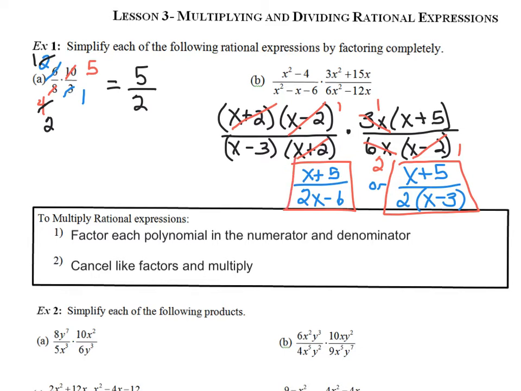So take a few minutes to write in the box in your notes. When I'm multiplying rational expressions, step number 1 is if I've got any polynomials in the numerator or denominator, I should factor those polynomials first. Then I look for like factors that can be canceled. Once I've done the cancellation, then I can go ahead and multiply the numerator terms together and the denominator together.